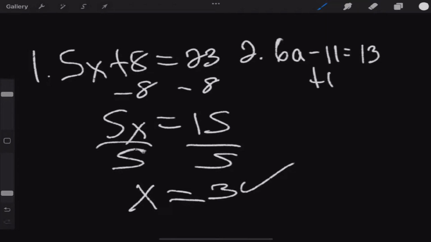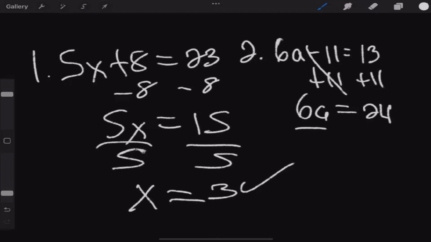You want to start by isolating your variable by getting everything on that side that's not the variable to the other side. So our negative 11, opposite, plus 11. Do that to both sides. 13 plus 11. Let's simplify. 6a, bring it down. These cancel out, our 11s. And we have 24.